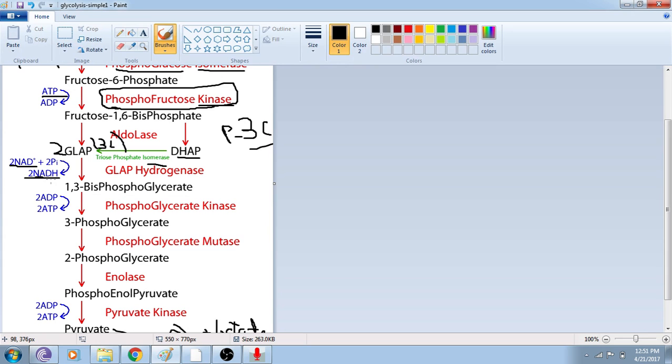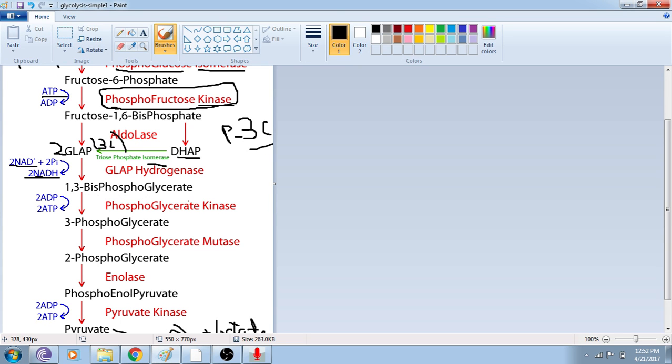You have to keep in mind that if the question says aerobic respiration, then this NADH can further go into the ETC and generate more ATP. But in case of anaerobic respiration, this NADH won't go into the ETC because there is no ETC without oxygen.